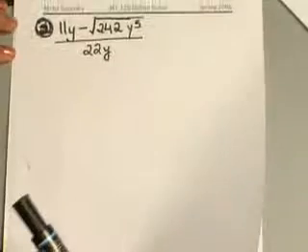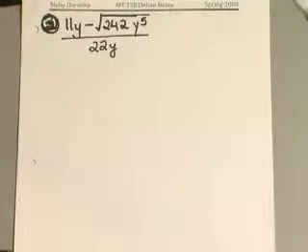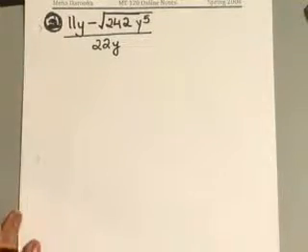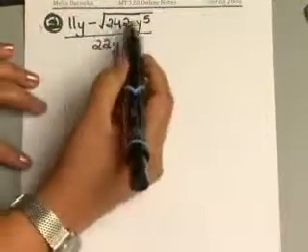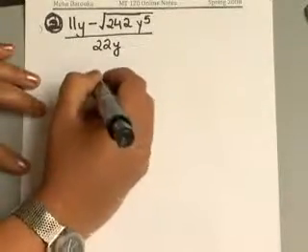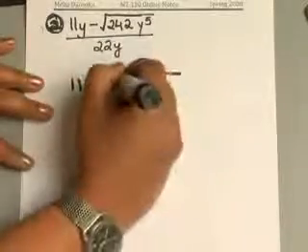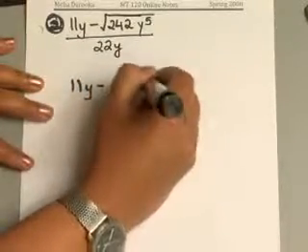We'll look at one last example, and this one involves variables. Again, same thing, you're trying to simplify this as much as you can. So start by simplifying the radical. You will end up with 11y minus square root of 242 is again 121 times 2.